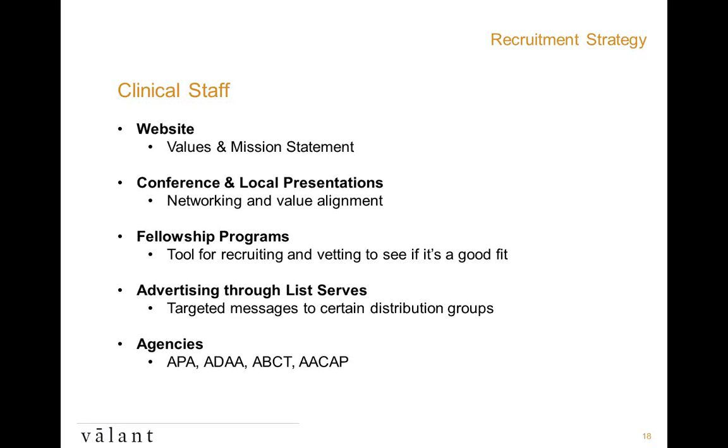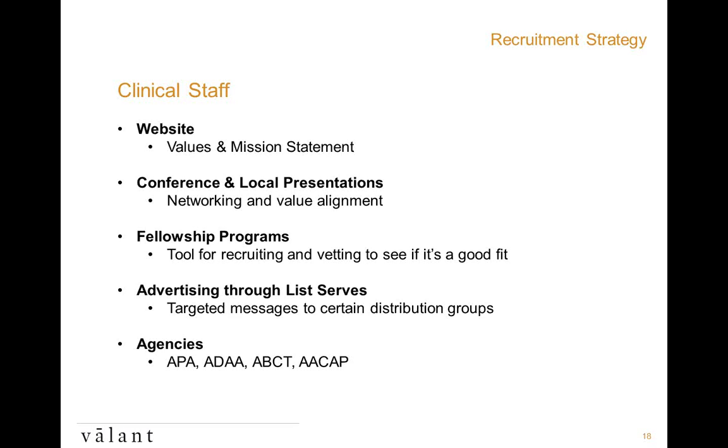So identifying the values and mission of the organization will help you identify, for example, not only whether you want collaborating providers, but whether you want to specialize in evidence-based care, or psychodynamic care. Whichever the emphasis is in the organization, you should recruit from those pools and be able to clarify when you're recruiting those folks, to make sure that there's good alignment when they actually land.